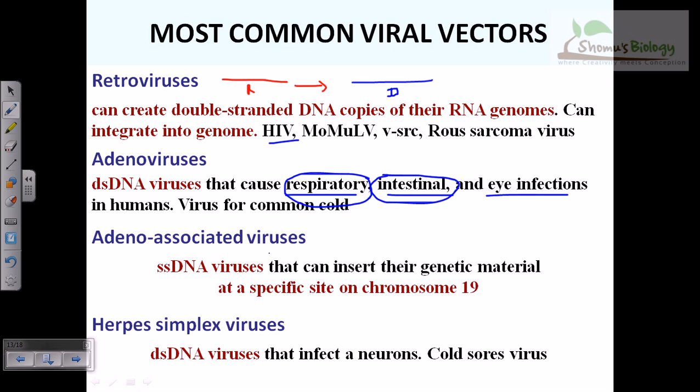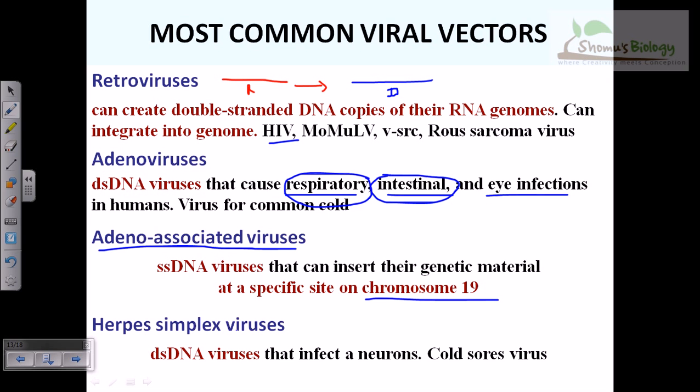On the other hand, adeno-associated viruses are single-stranded DNA viruses that can insert genetic material at a specific site in chromosome 19. If we are encountering any type of genetic disorder, monogenic in most cases, at chromosome 19, we can use adeno-associated viruses, because they are very specific in targeting chromosome 19 and are much more effective at replacing those faulty genes at chromosome number 19.